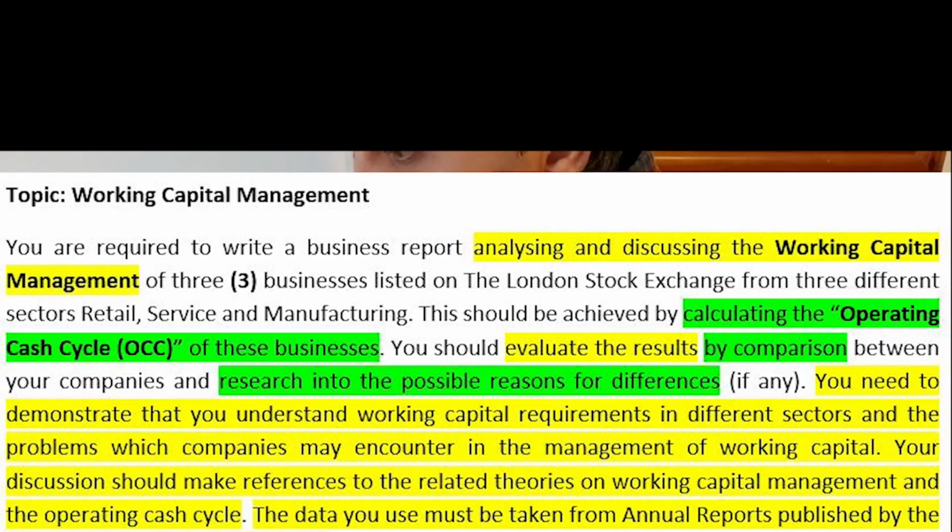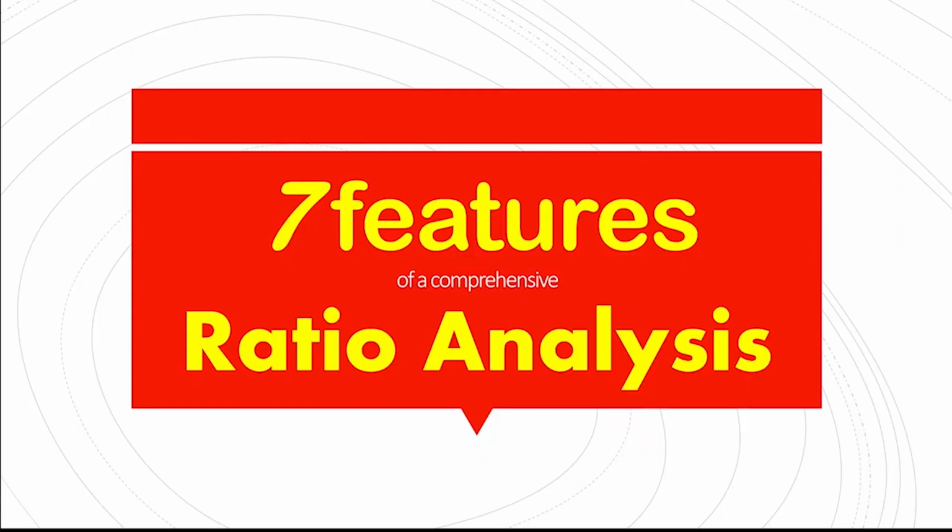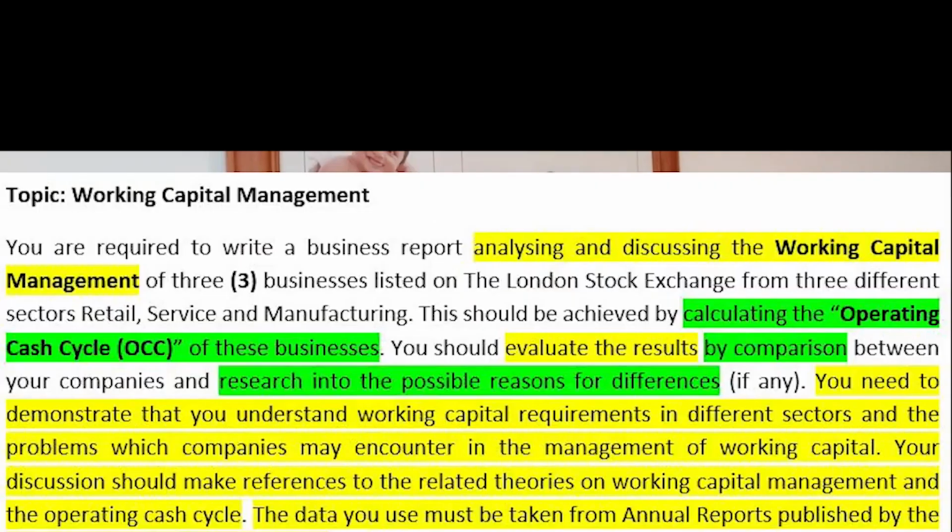You have highlighted the bits in yellow and in green. The yellows are your general objectives for your coursework, and then the greens are the tools which you can use to achieve those objectives. So for example, if you're analyzing and discussing the working capital, you must calculate operating cash cycle, and that gives you plenty of material to talk about. And what you will write there is in the 7 features of ratio analysis. And then what we want from you is analyzing and discussing the working capital.